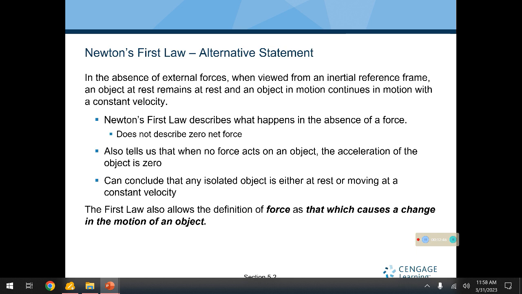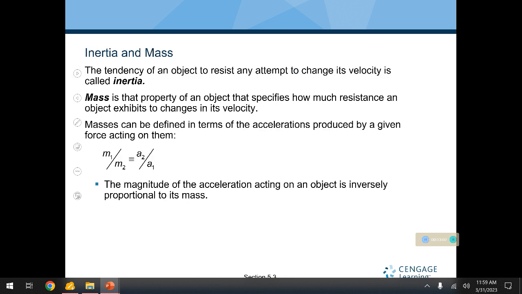Newton's first law, alternate statement. This is exactly what I said before. This is just talking about the forces at the same time. Balanced forces or absent forces tell us no force on an object, no acceleration on an object. Can't conclude that an isolated object is either at rest or moving at a constant velocity, or they really could have just said moving at a constant velocity. First law allows the definition for force as that which causes a change to motion, inertia, and mass. It's that same sort of thing before.